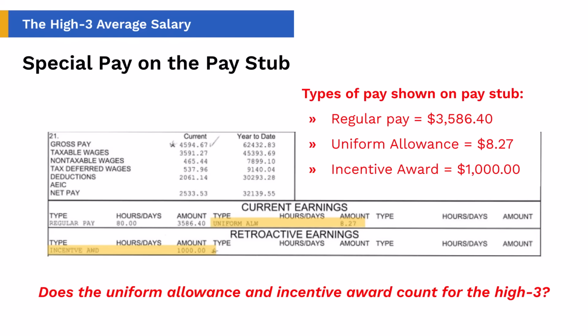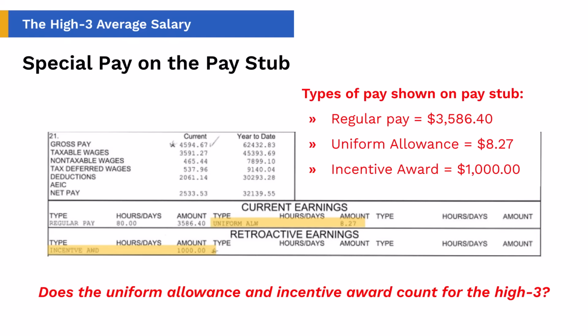Okay, so in the upper right-hand corner in red, we're showing what the actual numbers are that are appearing on the pay stub so that everybody can read it. So we have a regular pay amount of $3,586. We have a uniform allowance of about $8, and we have an incentive award for $1,000. And the question that this employee has is, do those special types of pay, the uniform allowance and the incentive award, count for the High-3?